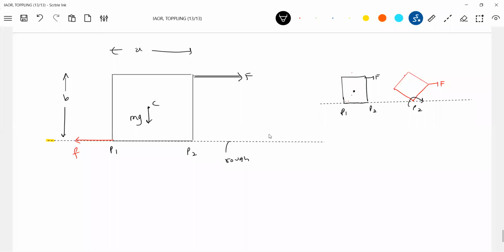Okay, now what is the maximum force for which no toppling occurs, or what is the minimum force for which toppling will take place? There are 2 ways I can define it. Find the maximum value of F for which the block will not topple, or the minimum value of F for which the block topples. I think both are the same, no?